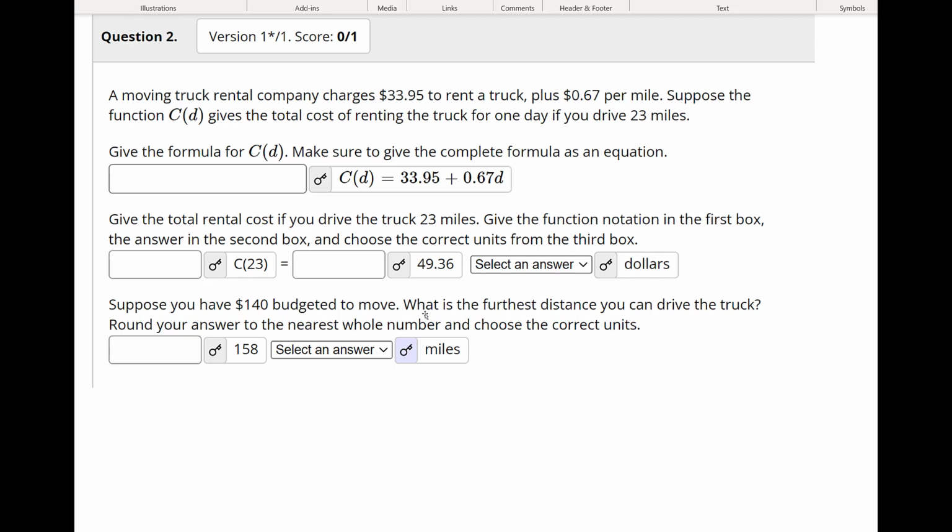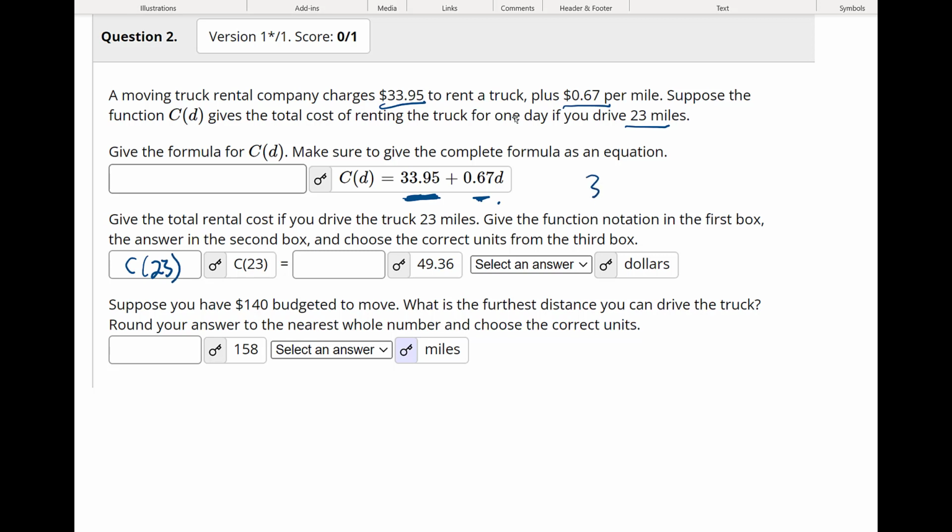A moving truck rental company charges $33.95 to rent a truck. That's the base price plus 67 cents per mile. Suppose the function C of D gives the total cost of renting a truck for 1 day if you drive 23 miles. So the cost would be the basic cost for the truck plus the per mile cost. Give the function notation. That's why it's the function C of 23, because it's the function C equals what?